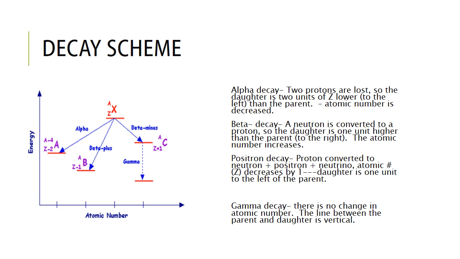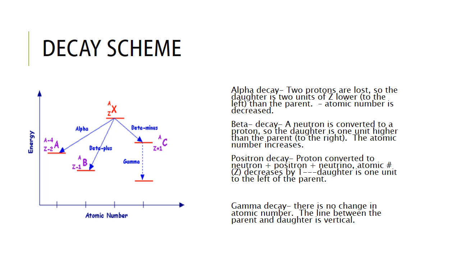So for positron decay, the proton is converted to a neutron and of course a positron and a neutrino, so the atomic number decreases by 1. And in a gamma decay, there is no change in the atomic number.